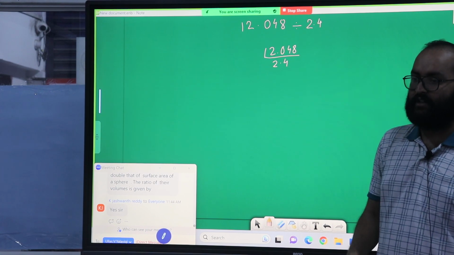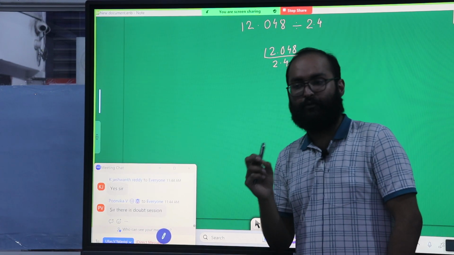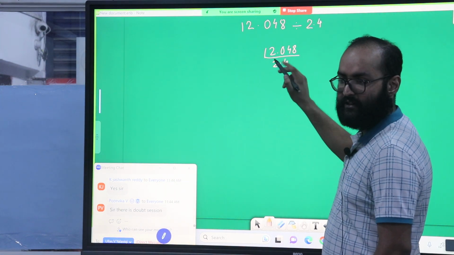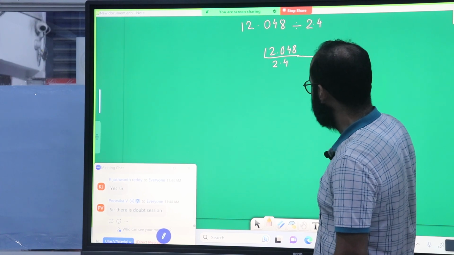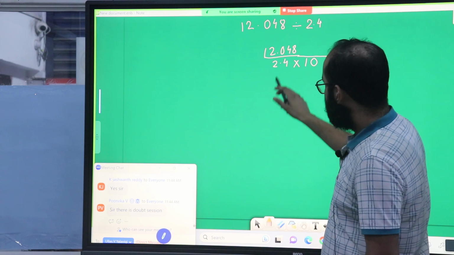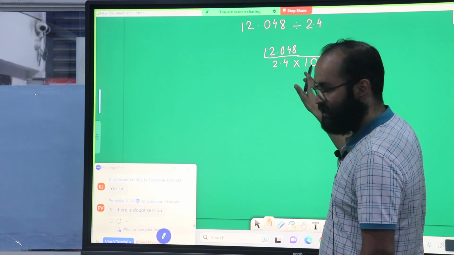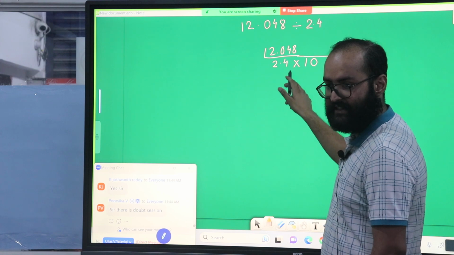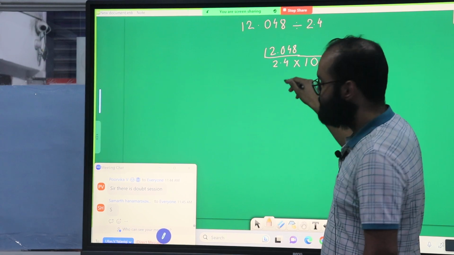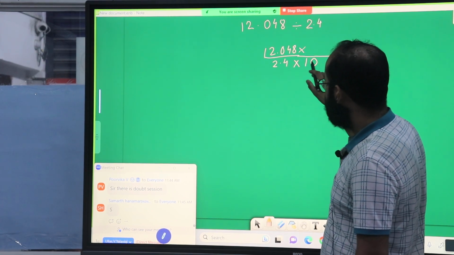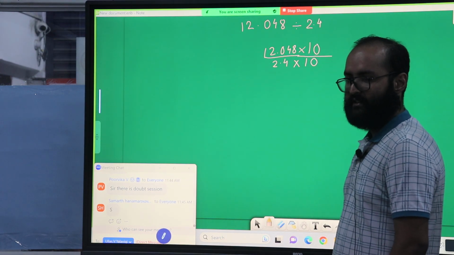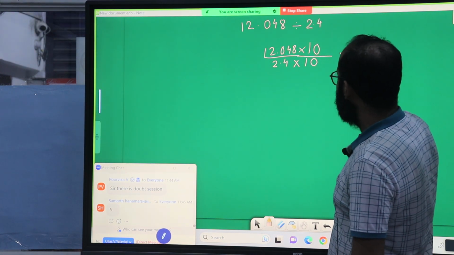Now the denominator, the divisor 2.4, what do you have to do first? You have to remove the decimal point from this. How many decimal places are there? 1 decimal place. So we have to multiply it by 10, 1 followed by 1 zero. You multiply the denominator by as many zeros as there are decimal places. If you multiply by 10 in the denominator, you also have to multiply by 10 in the numerator.